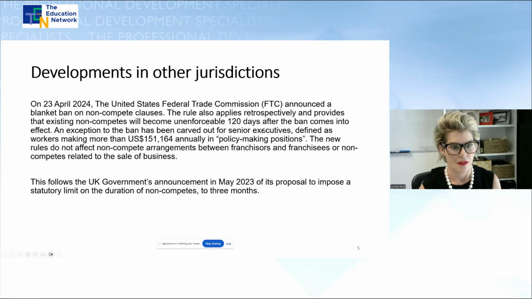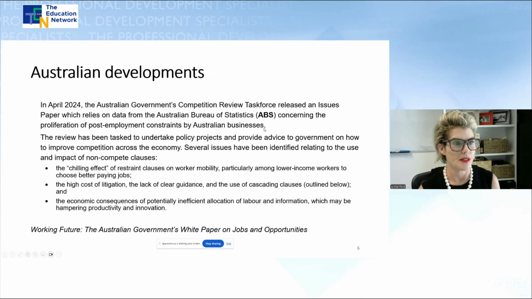So how does that affect what is being proposed in Australia? Because in April 2024 as well, the Australian Government's Competition Review Task Force released an issues paper, which is Working Future, the Australian Government's white paper on jobs and opportunities. Now, that paper relies very heavily on data that has been sourced from the Australian Bureau of Statistics that concerns the proliferation of post-employment restraints by Australian businesses on their employees.